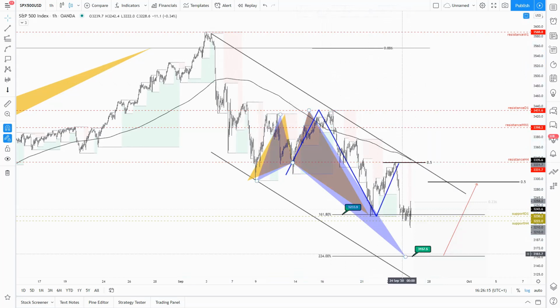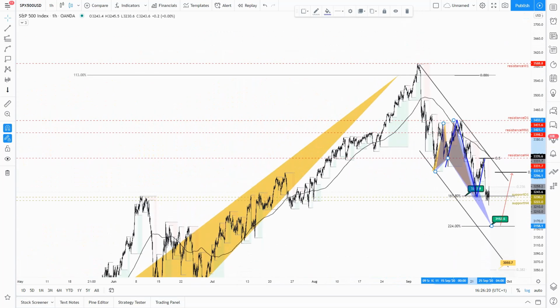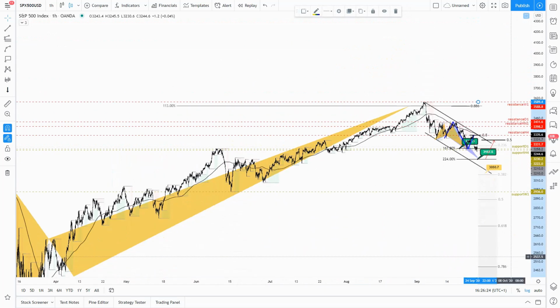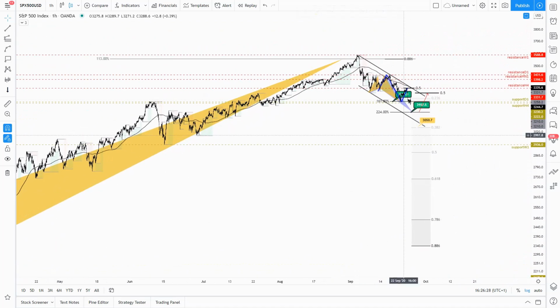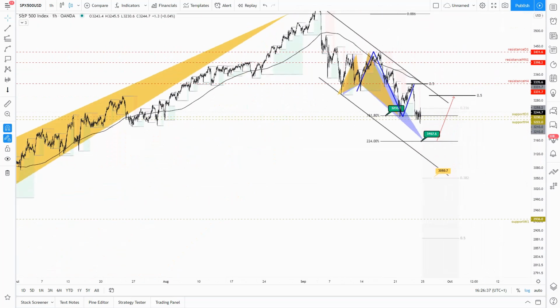If the price decides to approach this 224% Fibonacci extension, 38% Fibonacci below, it's a major retracement from the monthly support to the weekly resistance. So this is a retracement measuring the potential for this downside momentum for the S&P.